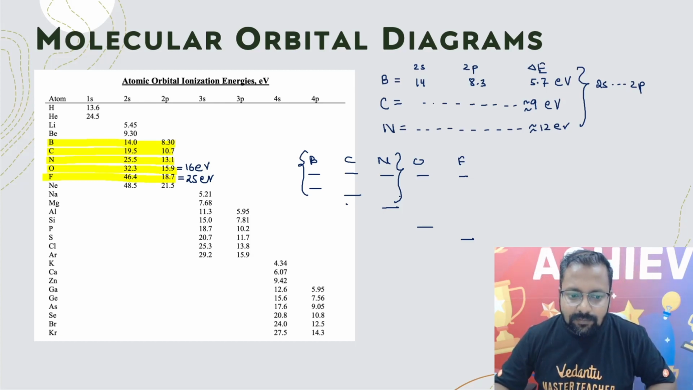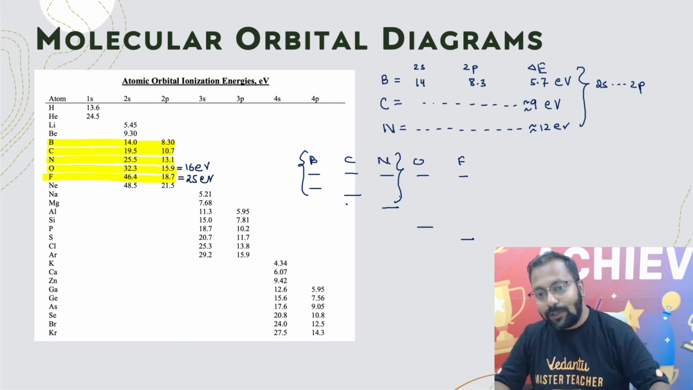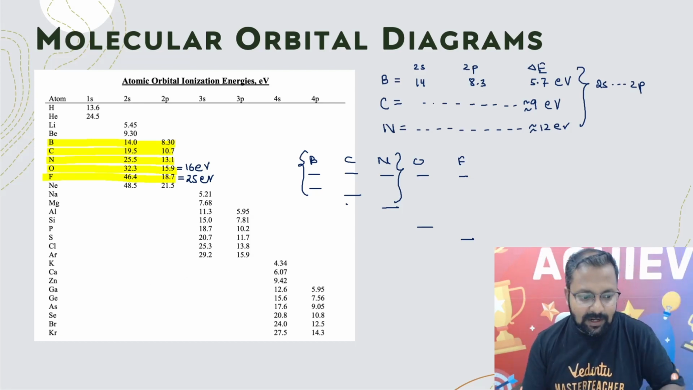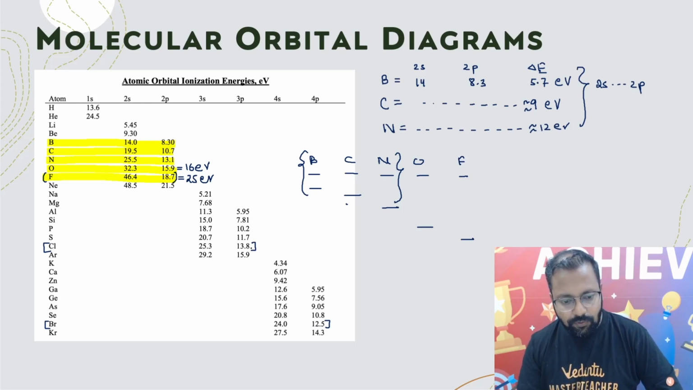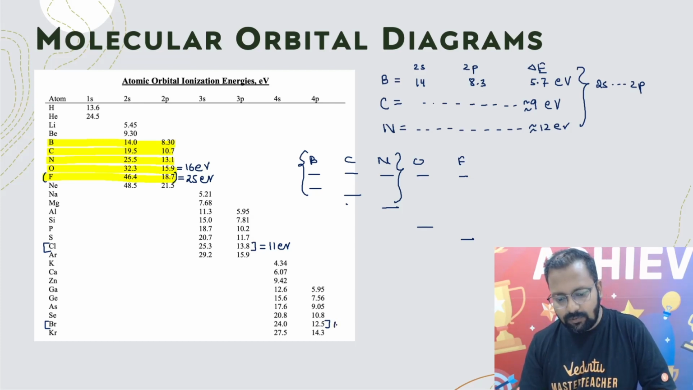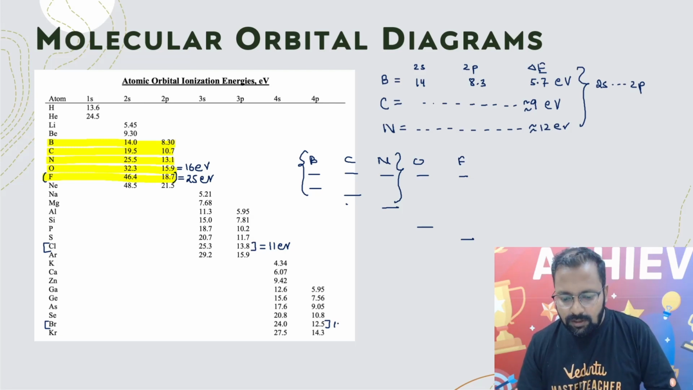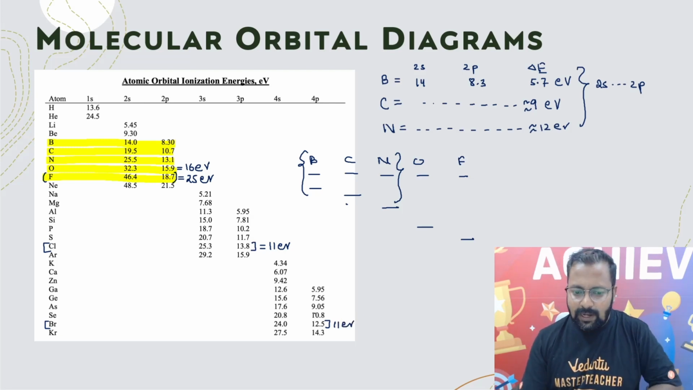Is that clear? Now, it is not that this happens only in these; it happens in other places too. Let's try and understand. If I take fluorine, we have already taken it, so let's take chlorine, then bromine. If you look at chlorine, it is 14 and 25, about 11 electron volts. Then 24 and 12.5 less, about somewhere close to, again the same, close to 11 electron volts.